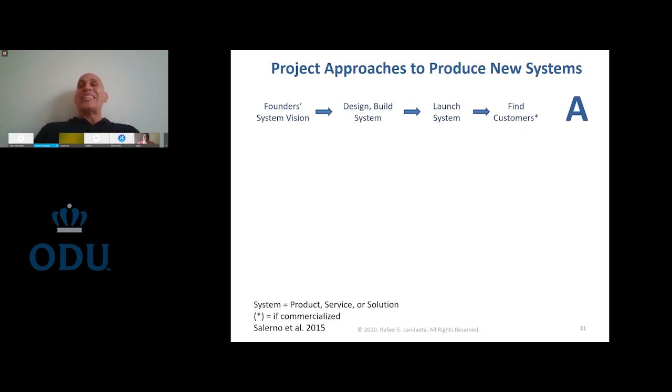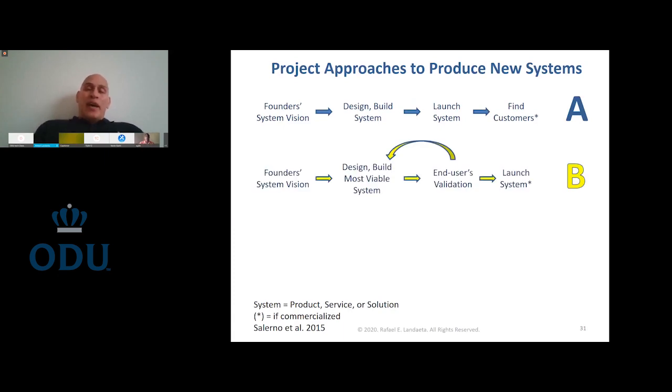Not necessarily really good for anybody that doesn't really understand what's going on. It means that we are predicting what customers need, which may not necessarily be a good way to approach a project. Approach B is the same thing. There is a vision, but this one is a little bit smarter, because they build what is called a minimum viable product or prototype that has all the basic functions, not necessarily all the bells and whistles of a final product, but just the basics. And they give it to a customer to collect early feedback on what the customer thinks. And then they iterate. And when the customer says this is good, then they launch it to the market.